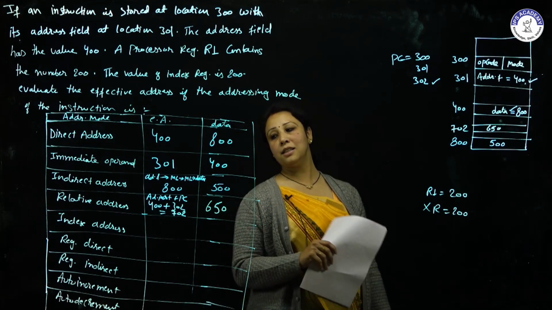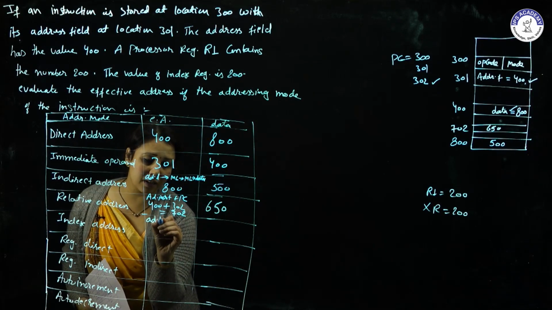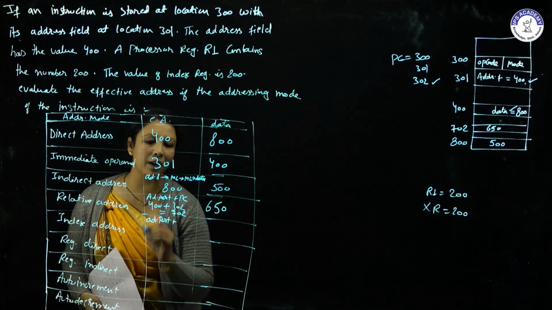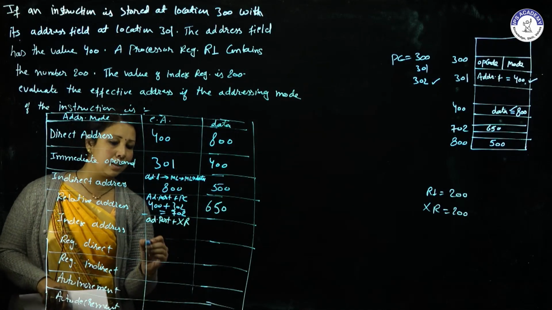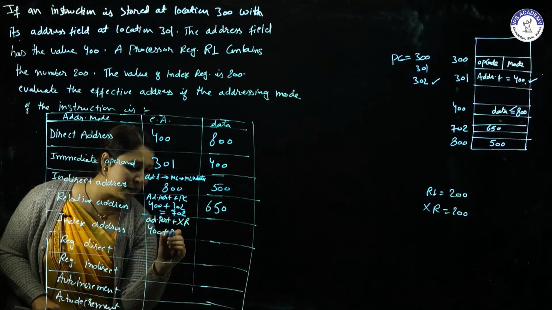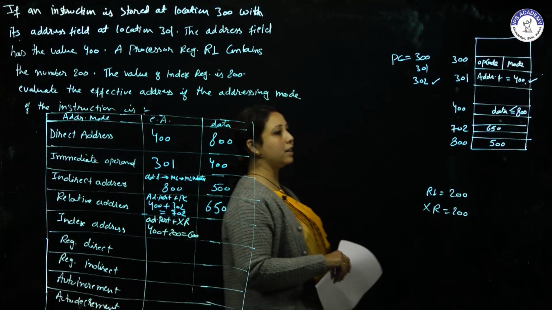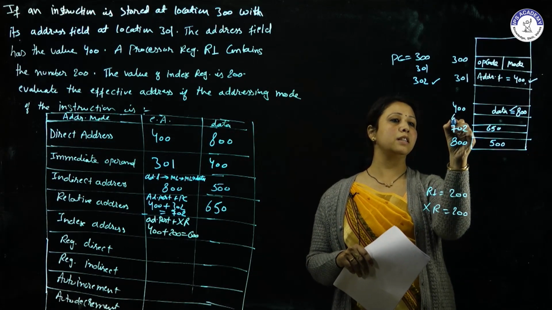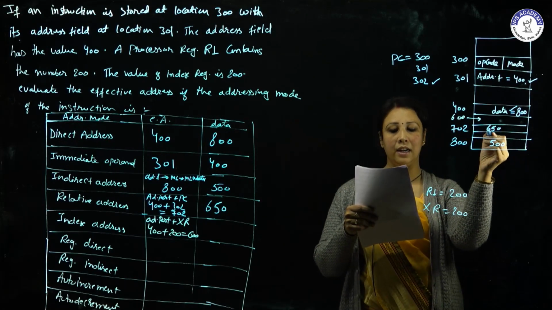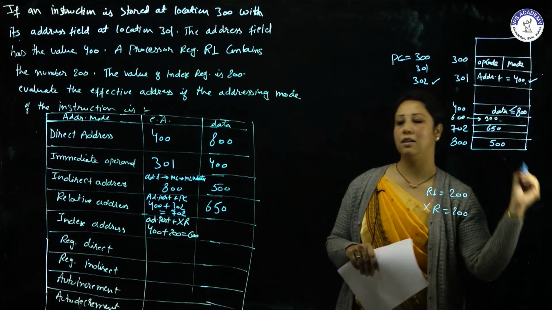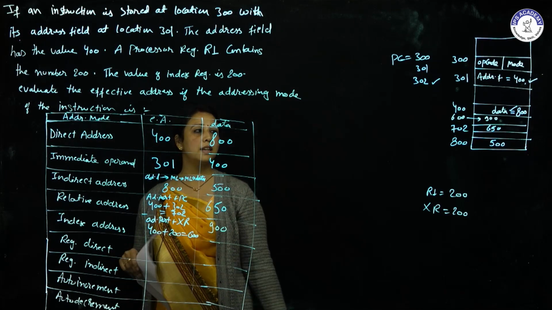Index register addressing mode tells us we have to calculate the effective address by adding the address part plus the value of the index register. So the value of the address part is 400 and the value of the index register is 200, that is 600. So 600 is the effective address. Now we assume that 600 contains a data. Suppose 600 contains data 900. So 900 becomes the data and its effective address is 600.